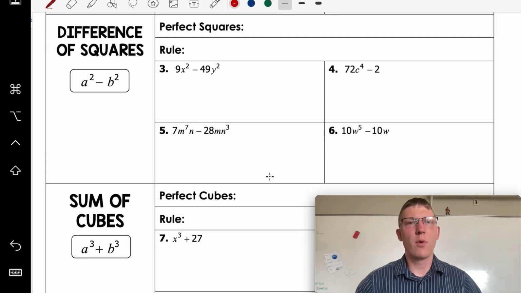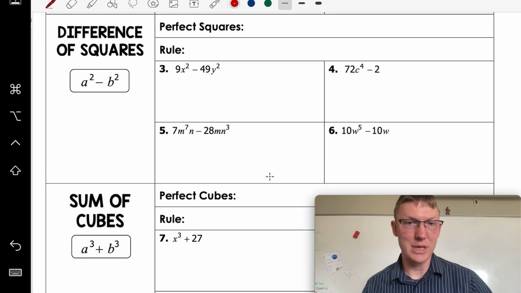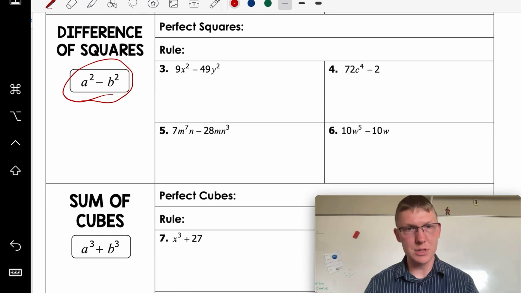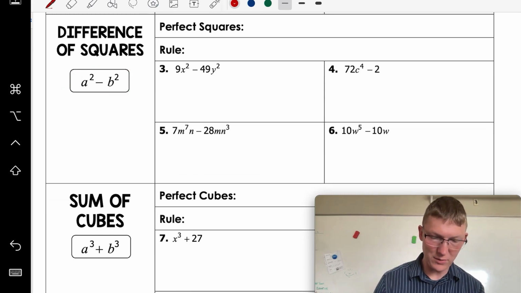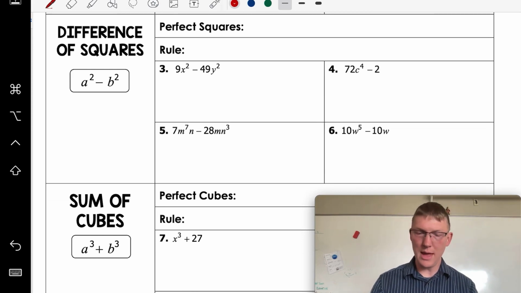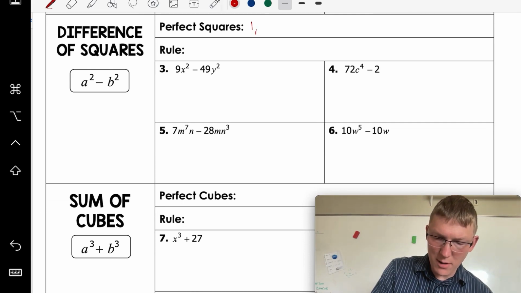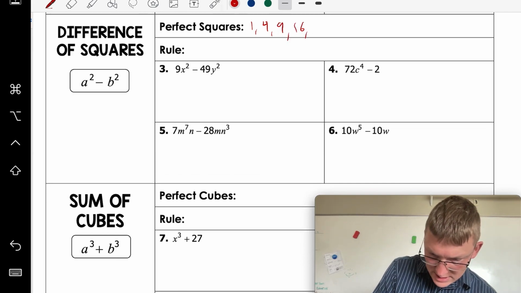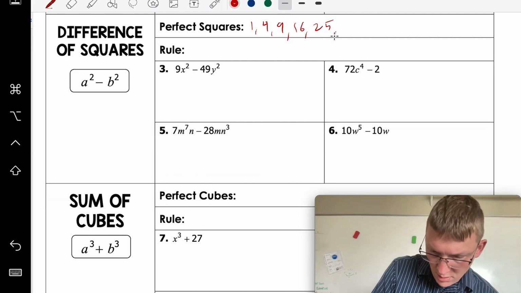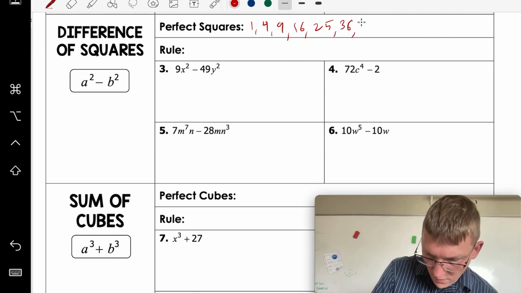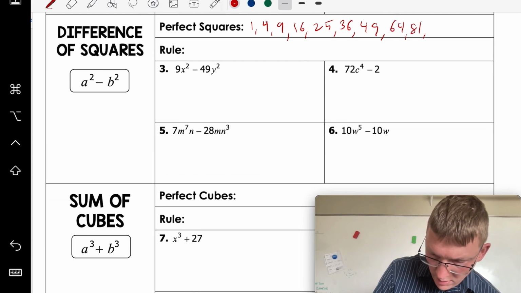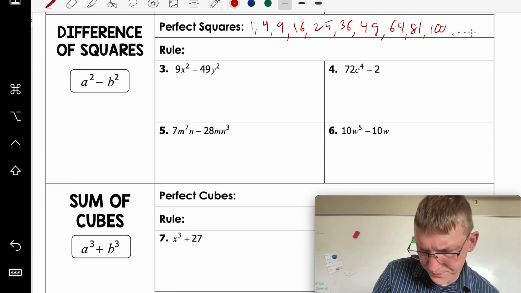So we've used difference of squares before in this class, and we're going to continue using them. Step one, you need to recognize that you have a difference of 2 squares. That's what that means, a squared minus b squared. And part of the way that you can do that is just by generally knowing your perfect squares. So if I were to list them off, there's 1, 4, 9, 16, 25, 36, 49, 64, 81, 100, and it goes on, but those are a lot less common.